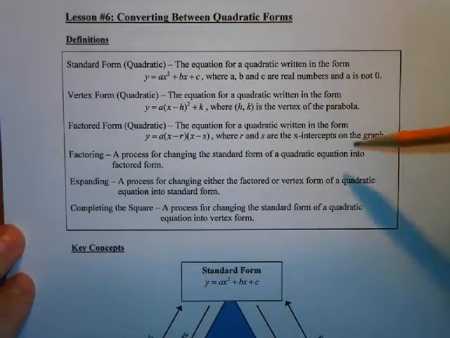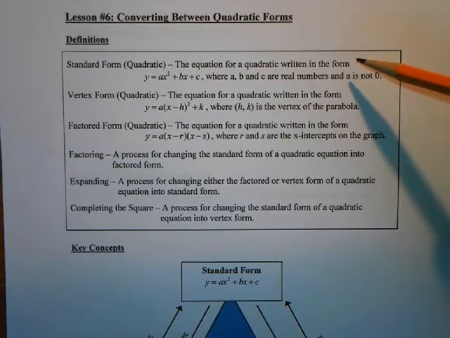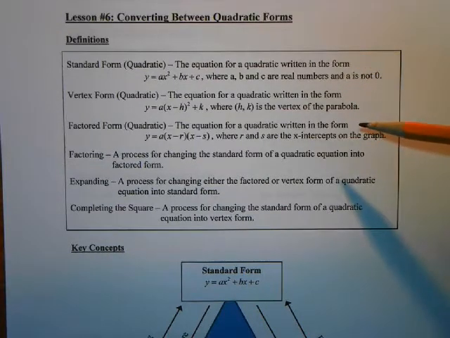So the last few lessons we've been working a lot with the vertex form. Basically, we created the vertex form by looking at possible transformations using parameters a, h, and k, and that created the vertex form, which very nicely gave us the vertex very directly. That's why we call it the vertex form.